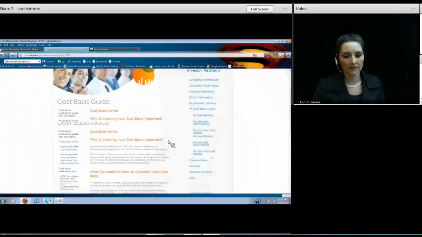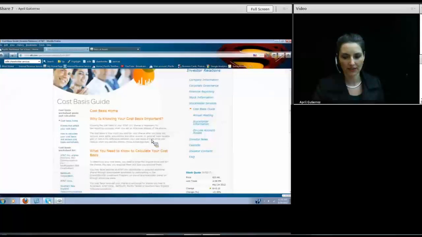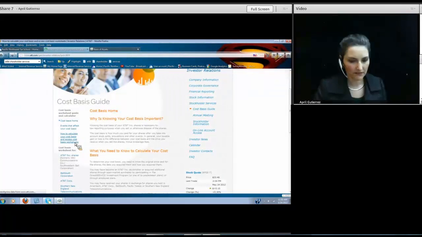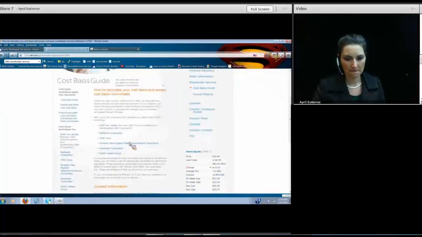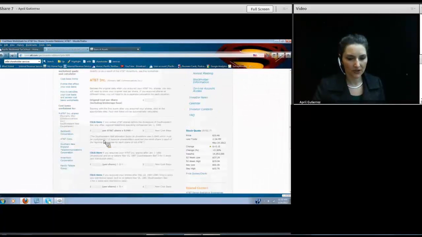And if we go in there, it gives you all kinds of information about why keeping track of your basis is important, but it actually gets you to a calculator eventually. How to calculate cost basis worksheet. And then it says, well, what stock did you sell? Let's just go with plain AT&T. Here we are. If you owned AT&T shares before the divestiture of Southwestern Bell and other regional telephone operating companies on January 1, 1984, enter the amount you paid for your shares way back then.